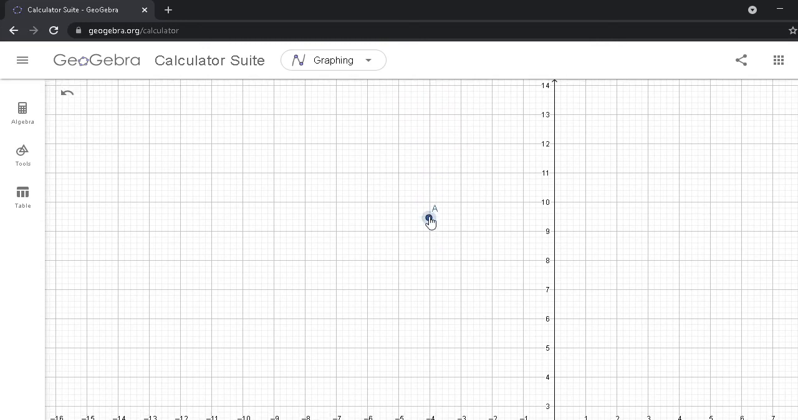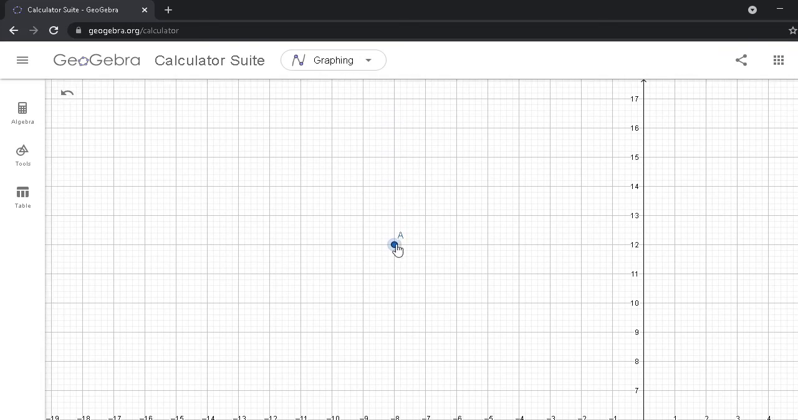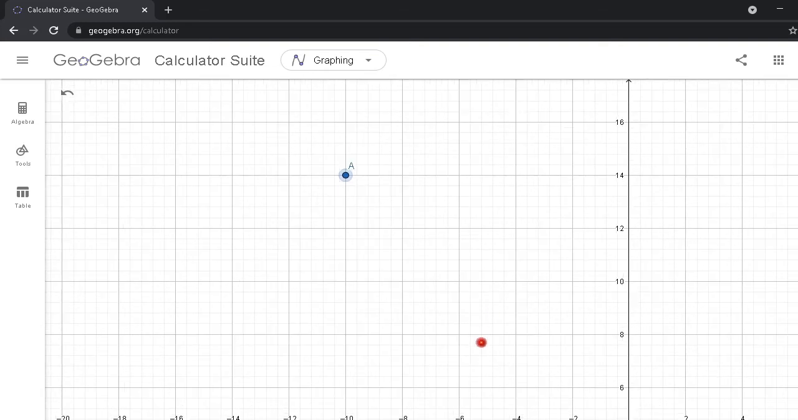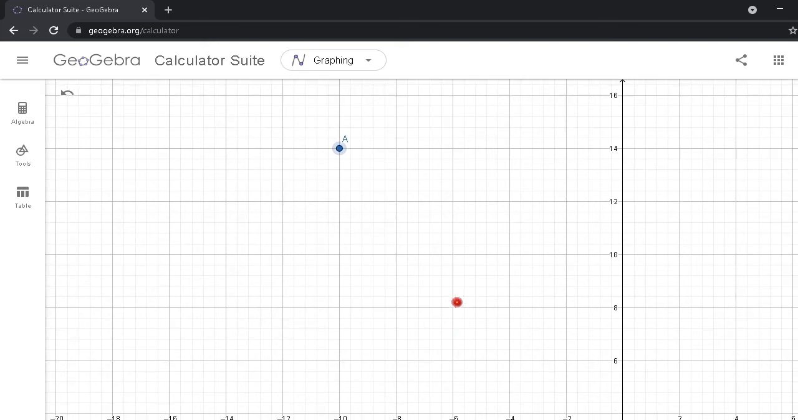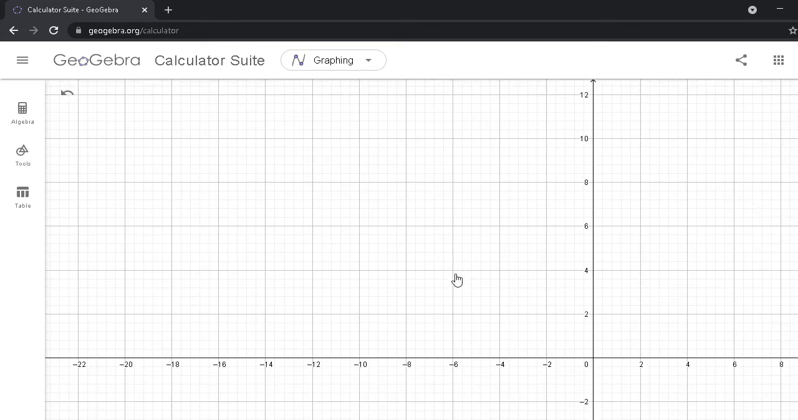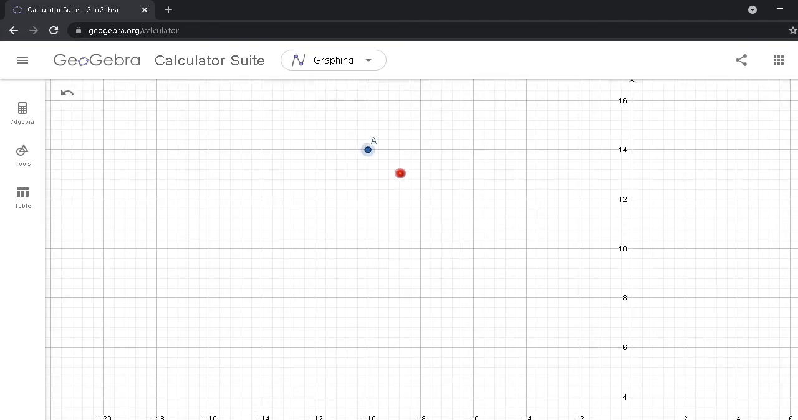The fourth move is 2 points up and 2 points left. The fifth move is 2 points up and 2 points left. And then the sixth move is 2 points up and 2 points left. So what is the coordinate of this point now? The y is 14. And what about the x? The x is negative 10. So the coordinate of point A is (-10, 14).